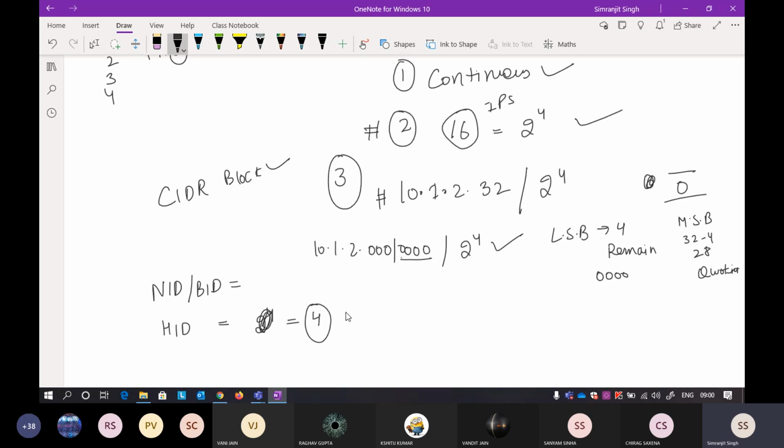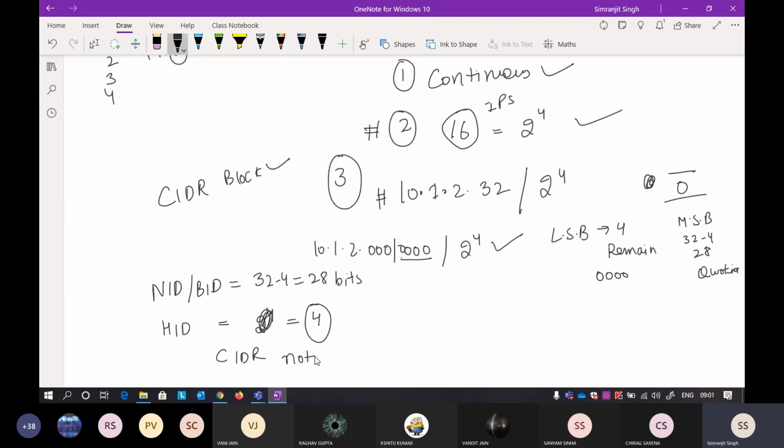You can directly write here that the host ID part contains 4 bits. And what is the network ID or block ID? It will be 32 minus 4, that is 28 bits. So you can easily tell what the network ID part is. The network ID part contains 28 bits and the host ID part contains 4 bits. So if you want to write it, what is the CIDR notation here?